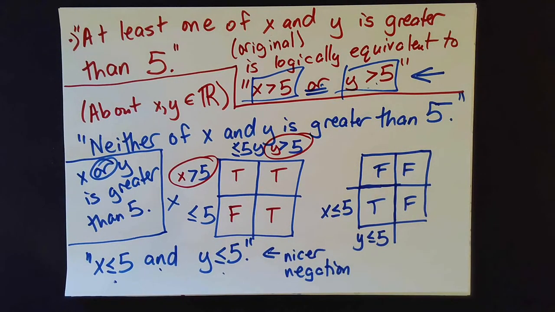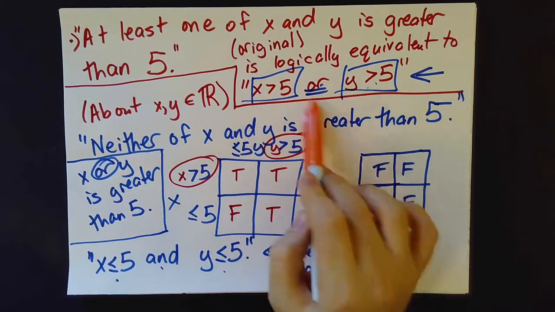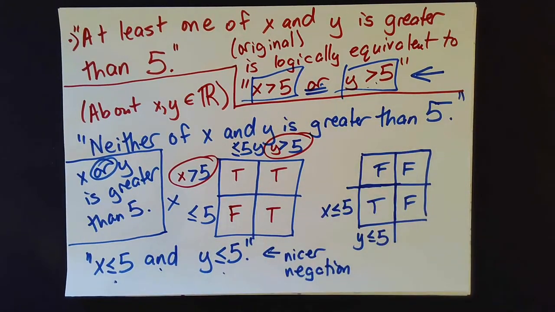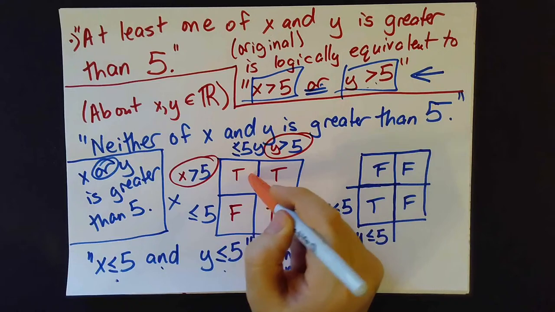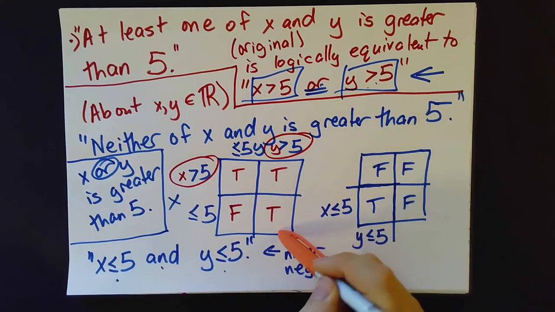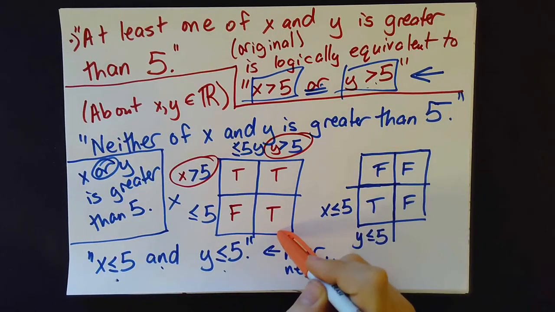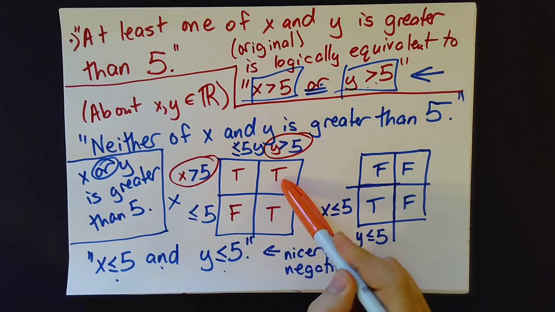But you're right. This possibility of x is greater than 5 or y is greater than 5 really accounts for three different states of reality. One of those is where x is greater than 5 and y isn't. One of them is where y is greater than 5 and x isn't. And the other is where both x and y are greater than 5.